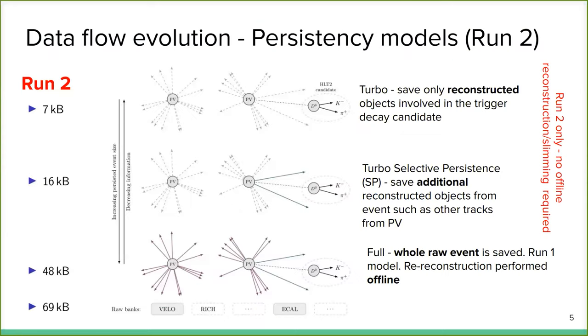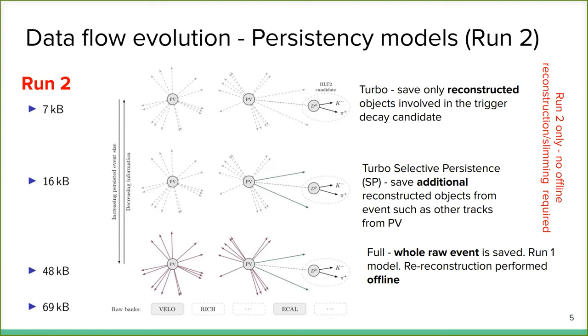So we can start with the data flow evolution, looking at the persistency models that we had in Run 2. When we trigger on an event, what parts of the event do we actually save? The minimum you can save is just the reconstructed objects involved in the trigger decay candidate. So if you're triggering on the signal of a D0 to Kπ, you just save the reconstructed Kπ objects. And this is what we call a Turbo stream.